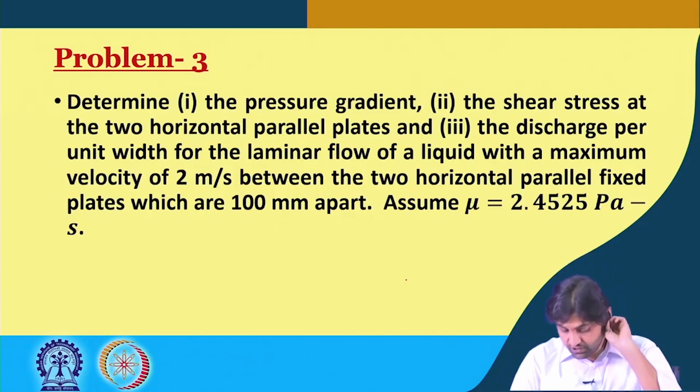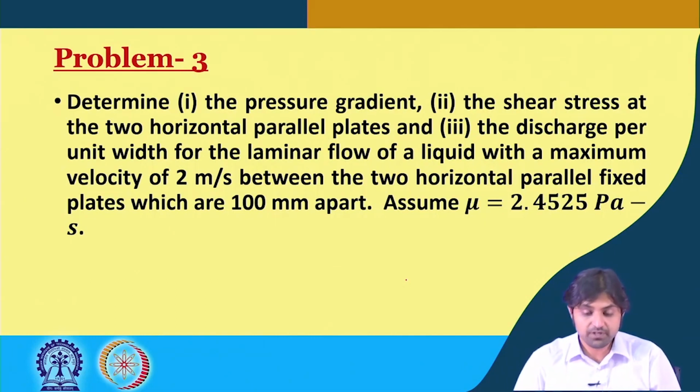So, the question is, determine the pressure gradient, the shear stress at the two horizontal parallel plates and the discharge per unit width of the laminar flow of a liquid with maximum velocity of 2 meters per second between the two horizontal parallel fixed plates which are 100 millimeters apart. We assume that mu is equal to 2.4525 Pascal second.